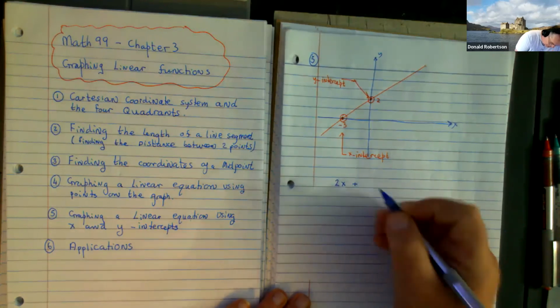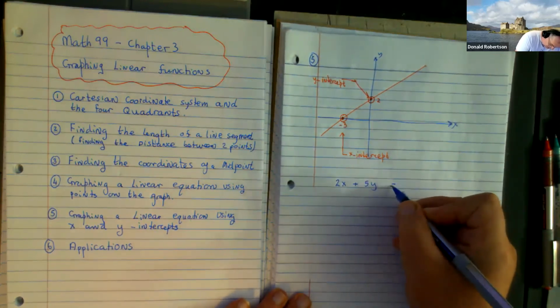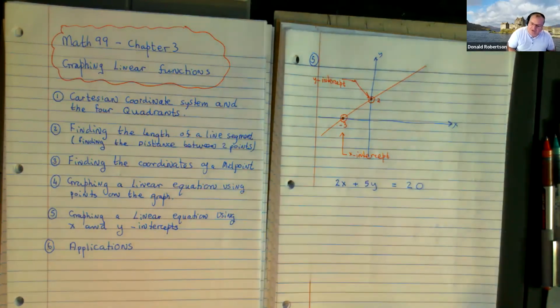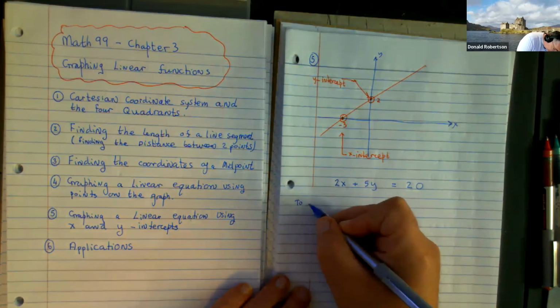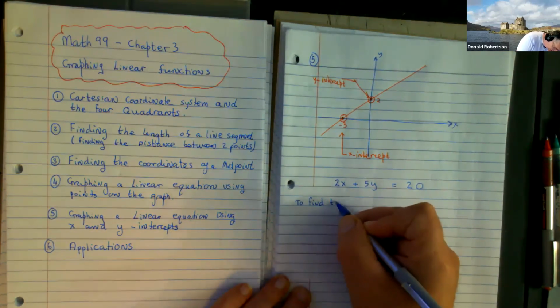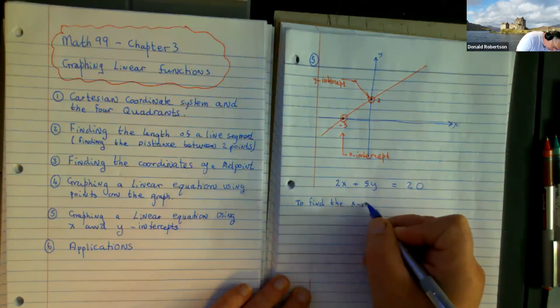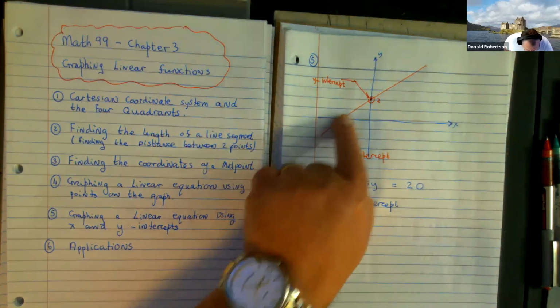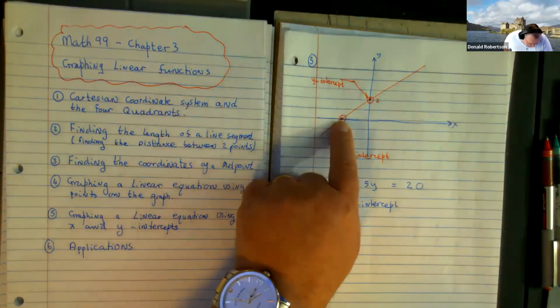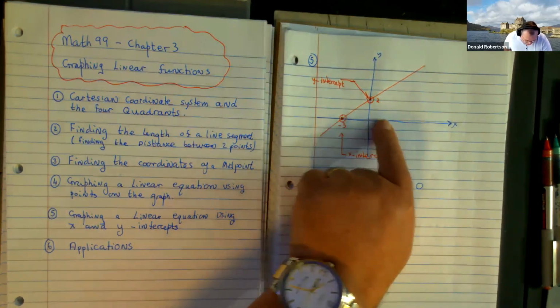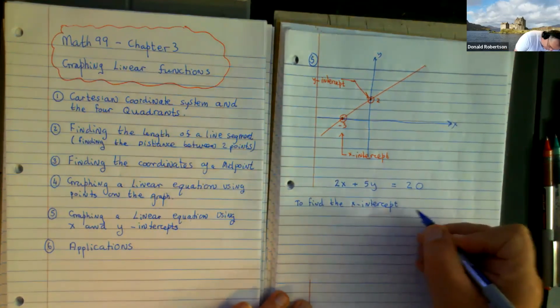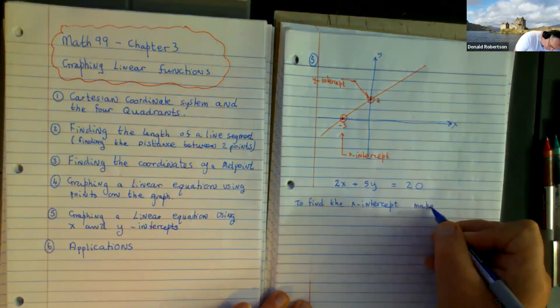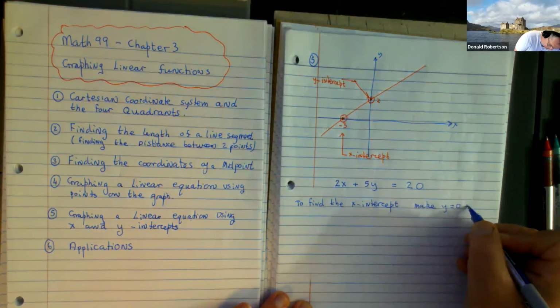So suppose I did 2x plus 5y equals 20. I wanted to sketch this line, and I'm going to do it by only finding its x and y intercepts. To find the x-intercept, which is this guy here: whenever a line crosses the x-axis, the only thing you know for sure is that the y-coordinate is going to be 0. So to find the x-intercept, substitute y equals 0 and solve.